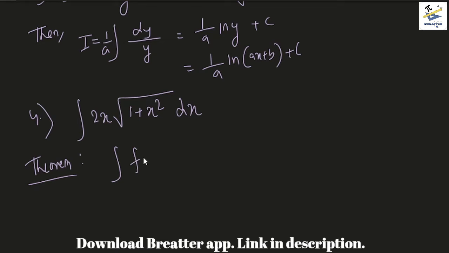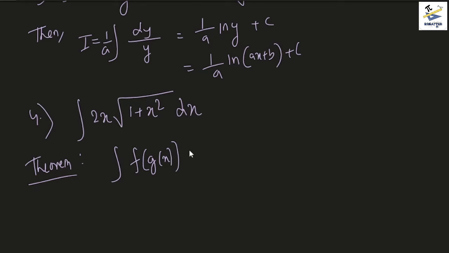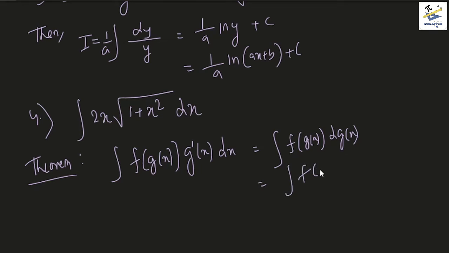Theorem says that if you have f of g(x) into g prime x dx, this is the form of the integral, which as you can see is the chain rule, then this is basically equal to the integral of f of g(x) d of g(x), or you can say this is equal to the integral of f of y dy, where y equals to g(x). So you just need to integrate the function f. If the function f is integrable to you in an elementary form, it would be done, right?